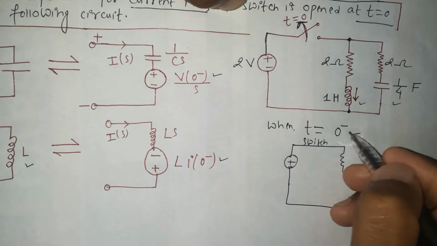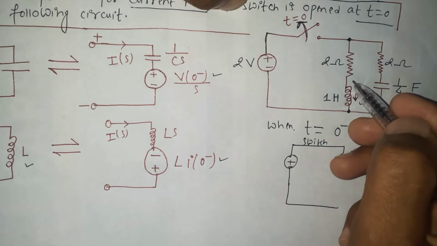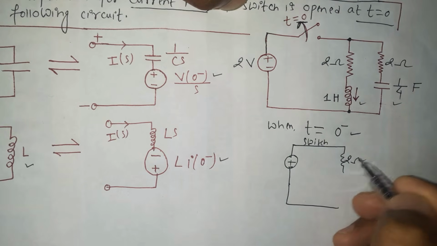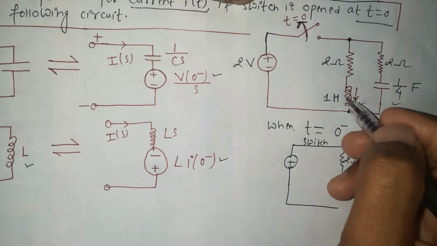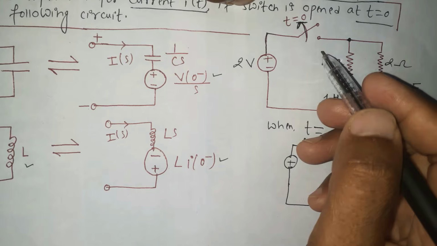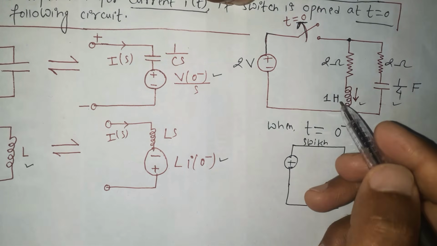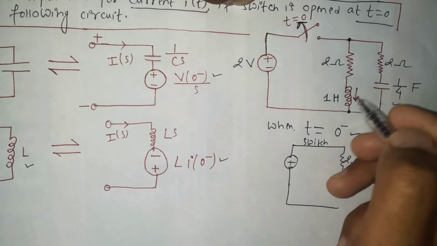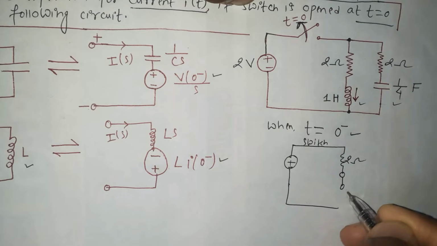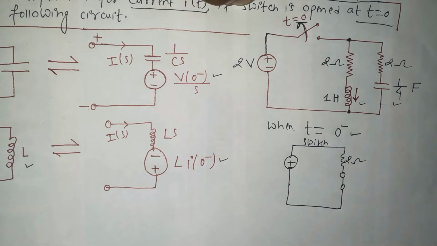And here at t equals 0 minus, please memorize this. At t equals 0 minus, the resistance will be the same. But the inductor behaves as at the final state. When t equals 0 minus, it behaves as the final state, and at the final state, the inductor will be a short circuit. Please memorize this: the inductor will be a short circuit when t equals 0 minus.